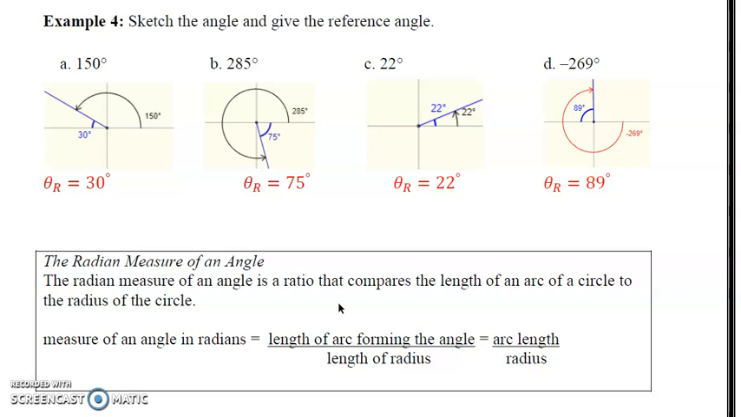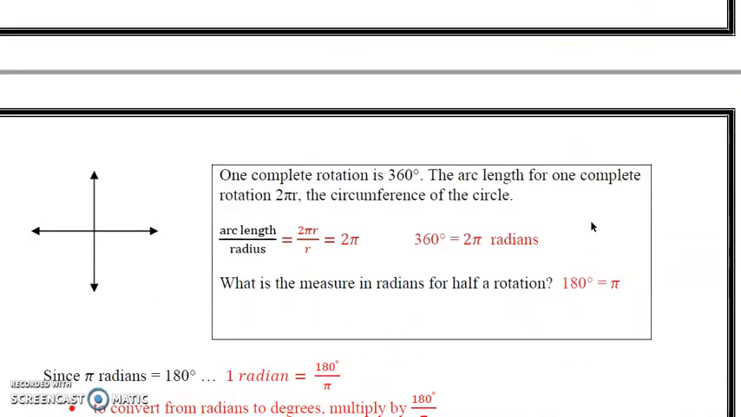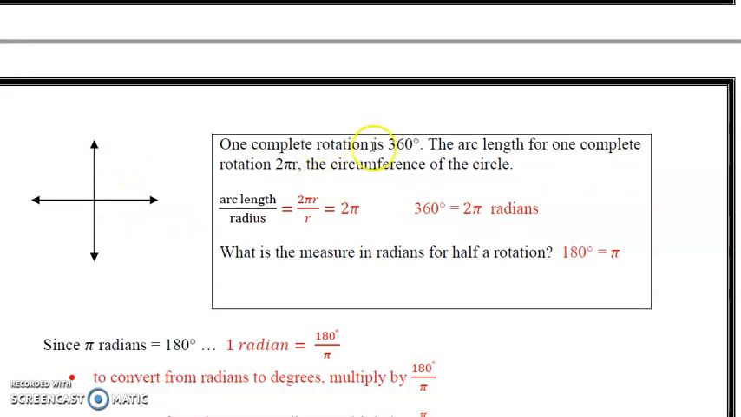So the radian measure of an angle is the ratio that compares the length of the arc, this part here, to the radius of the circle. It's a ratio. So you take the length of the arc formed and you divide it by the radius, and that's equal to the angle in radians. Okay? So let's relate this to pi. One complete rotation is 360 degrees. If you went all the way around here, you'd have 360 degrees.